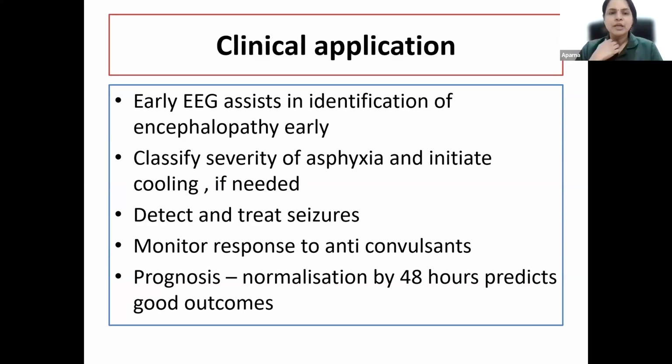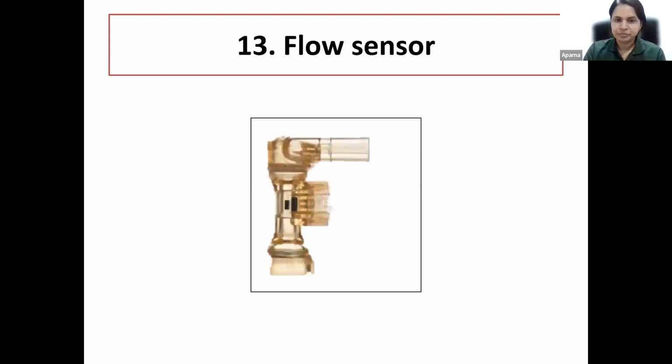Now, the clinical application of AEG is that it helps us in early identification of encephalopathy, and hence it helps us in classification of asphyxia as mild, moderate, and severe, and for the initiation of therapeutic hypothermia if needed. It also helps us in early detection and treatment of seizures, and for monitoring the response to anticonvulsants. And prognostication is also possible by the normalization of AEG by around 48 hours.